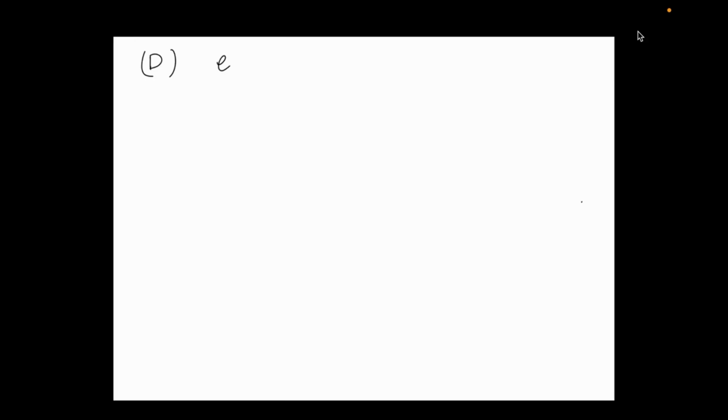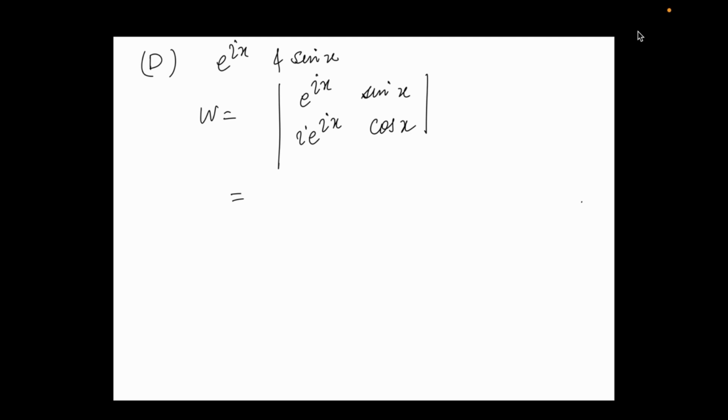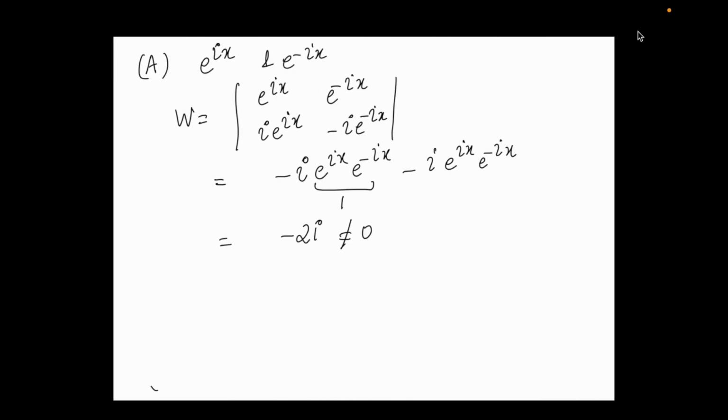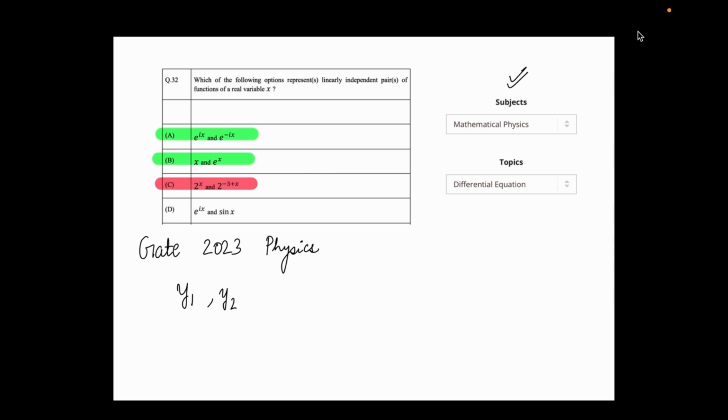Now if you see D, it is this. You write the Wronskian for this, with cos x. There is this way you can write it, which is a very nice way. Now this is nothing but the Euler formula, right? If you say it correctly, this is 1, which is also non-zero. So this is also a correct option.